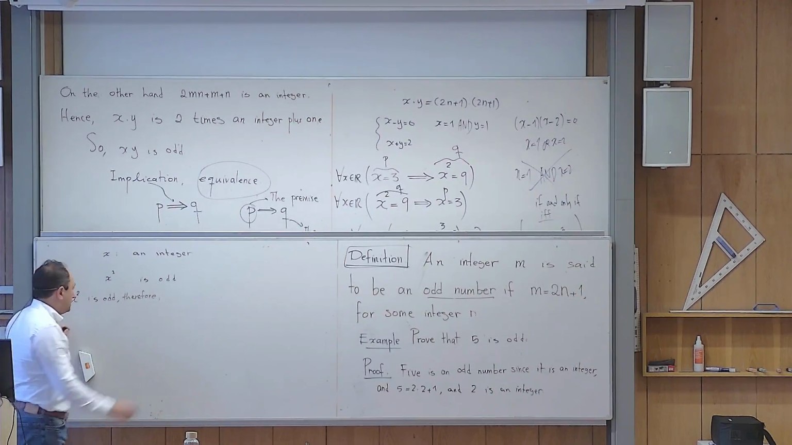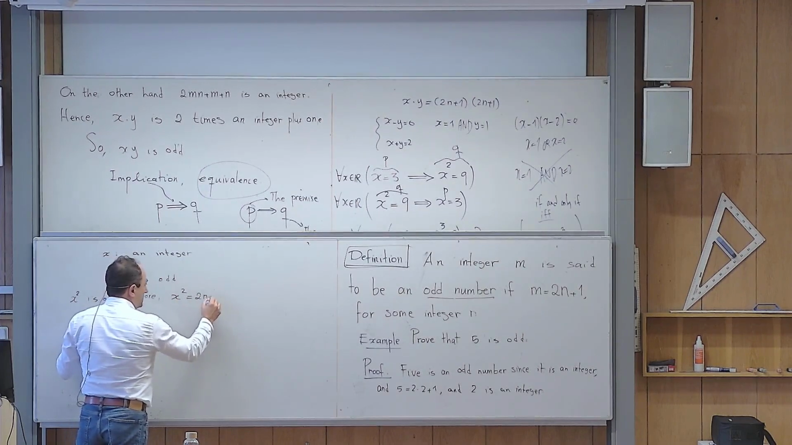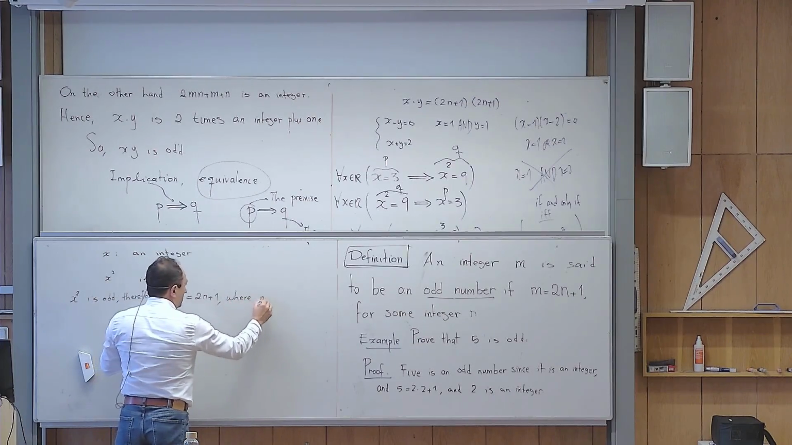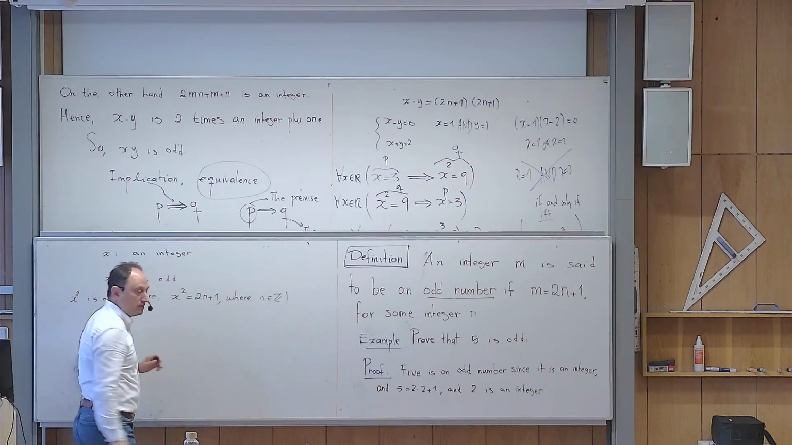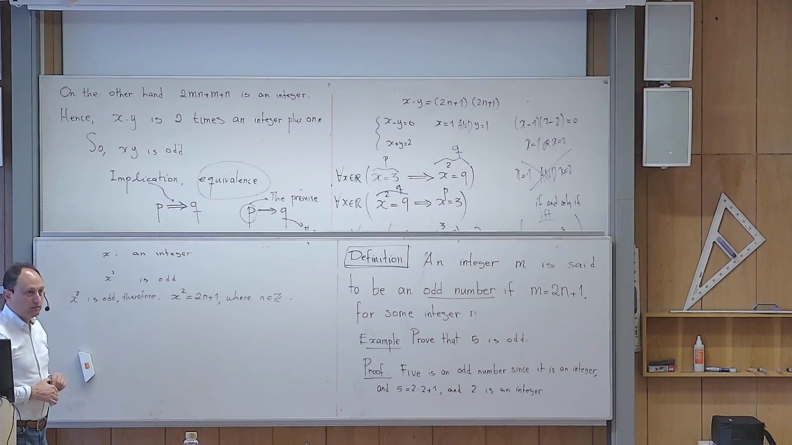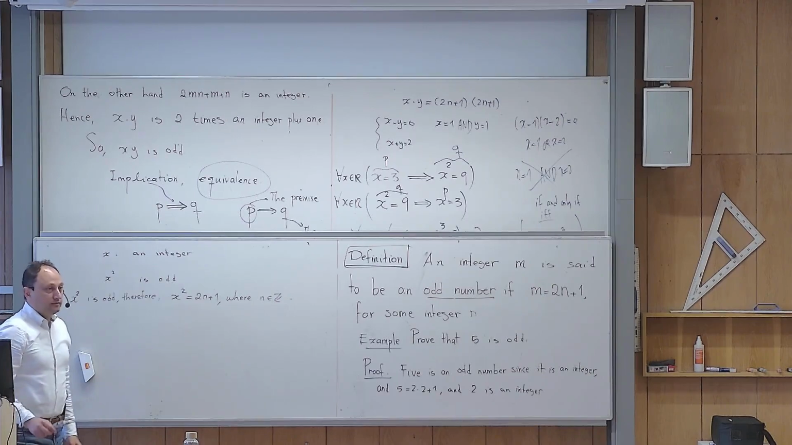X squared is equal to 2n plus 1. Is it finished? Where n belongs to Z, okay? Instead of saying integer, okay? Okay, then what? You want to say something about x. The natural algebra that comes to your mind, what is that? Because you want to say something about x.